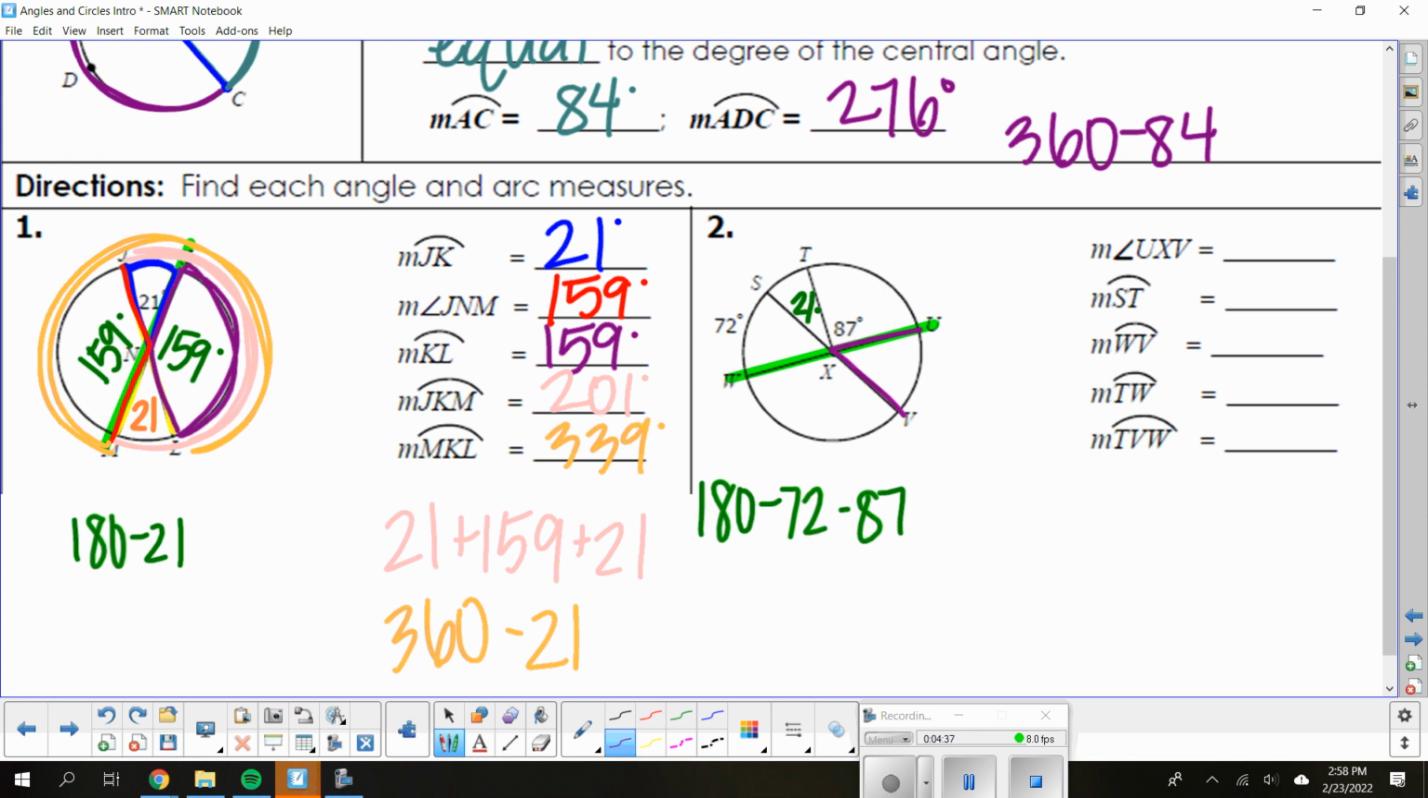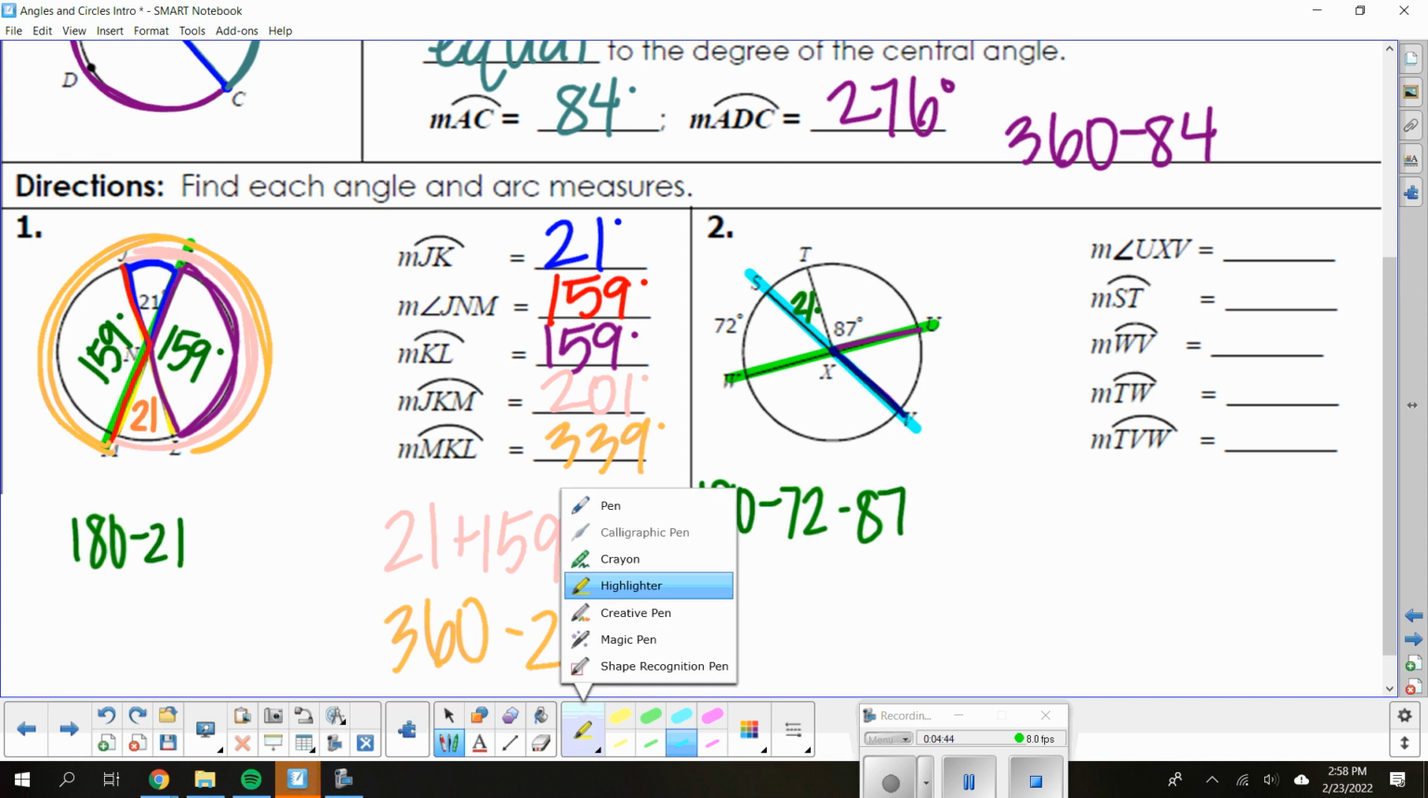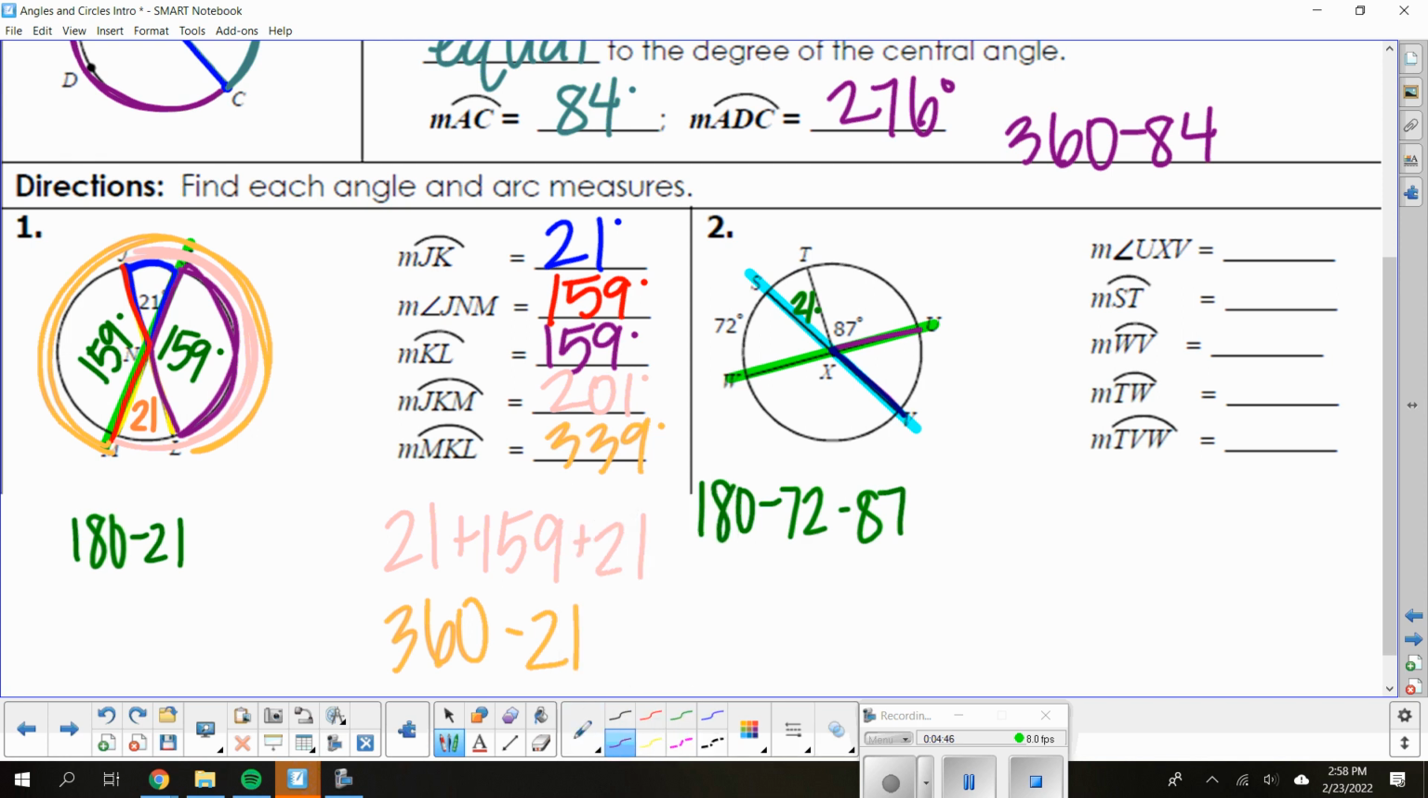Well, I see another diameter right here. So that's going to help me find that UXB. So I'm going to do 180 minus 21 minus 87. That gives me 72. A shorter way to get that would have been if I noticed those vertical angles, didn't it? Okay. S to T. S to T goes back to this angle, which is 21 degrees.